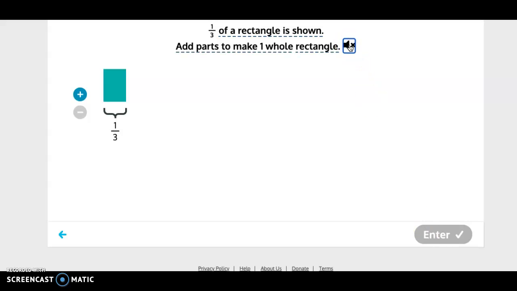One-third of a rectangle is shown. Add parts to make one whole rectangle.